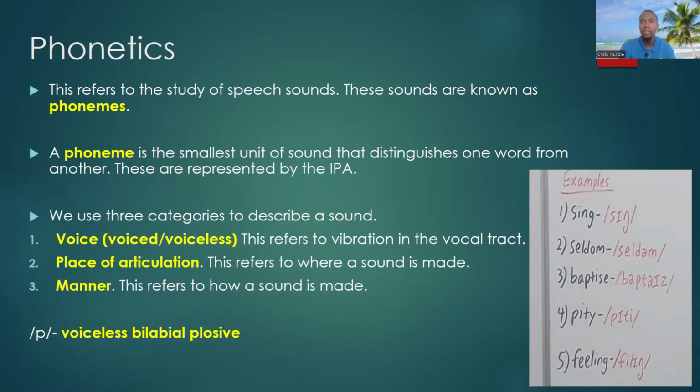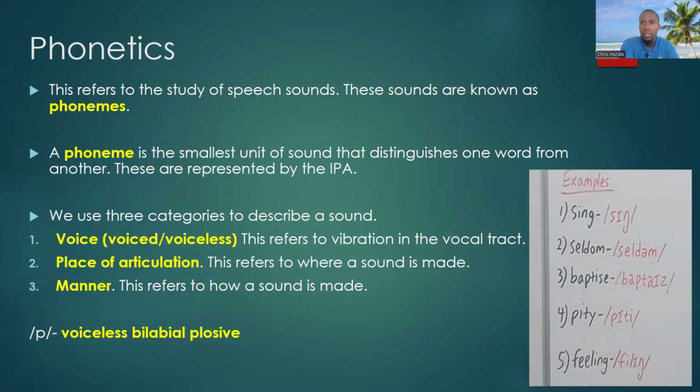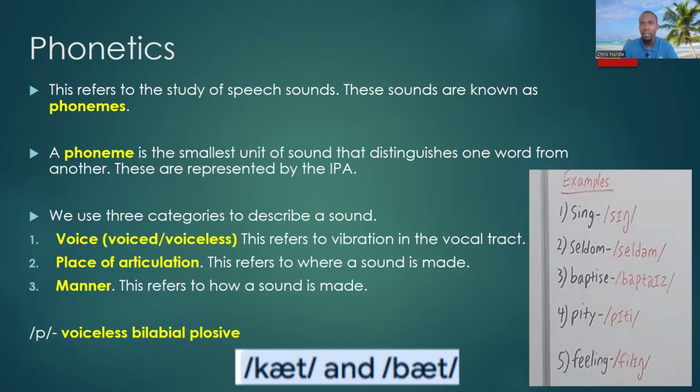A good example to illustrate this would be minimal pairs. Minimal pairs are two words that only differ in one sound, right? Those two sounds that are different represent phonemes because they help to distinguish the two words, okay? For example, cat, bat. As you see in those two words, the only sounds that are different are the initial sounds. Cat, the C, the k, and bat, the b. Those sounds are different, so those are two separate phonemes, right?